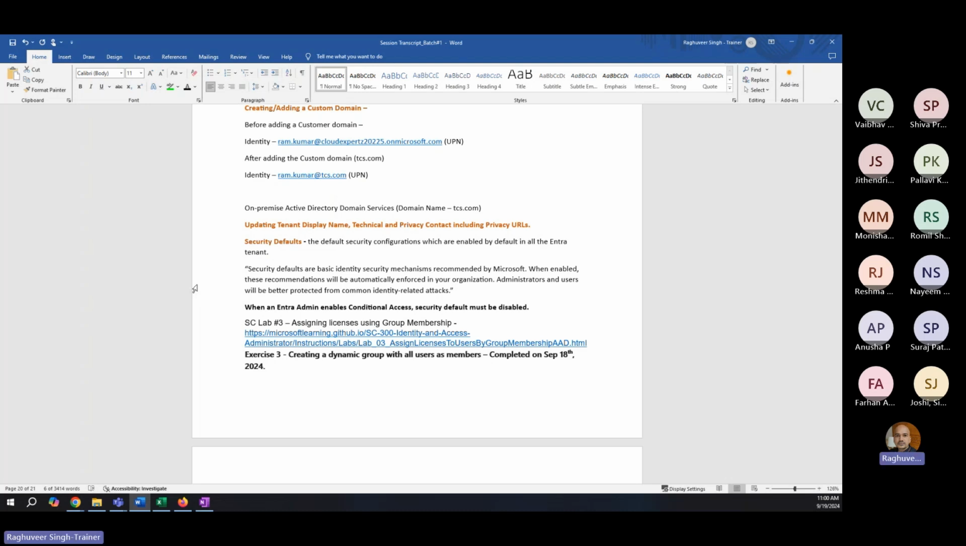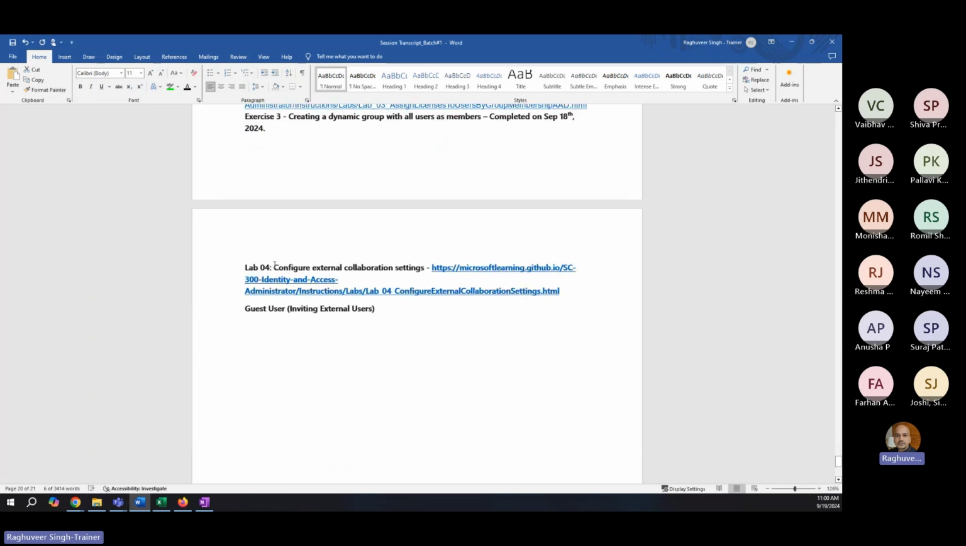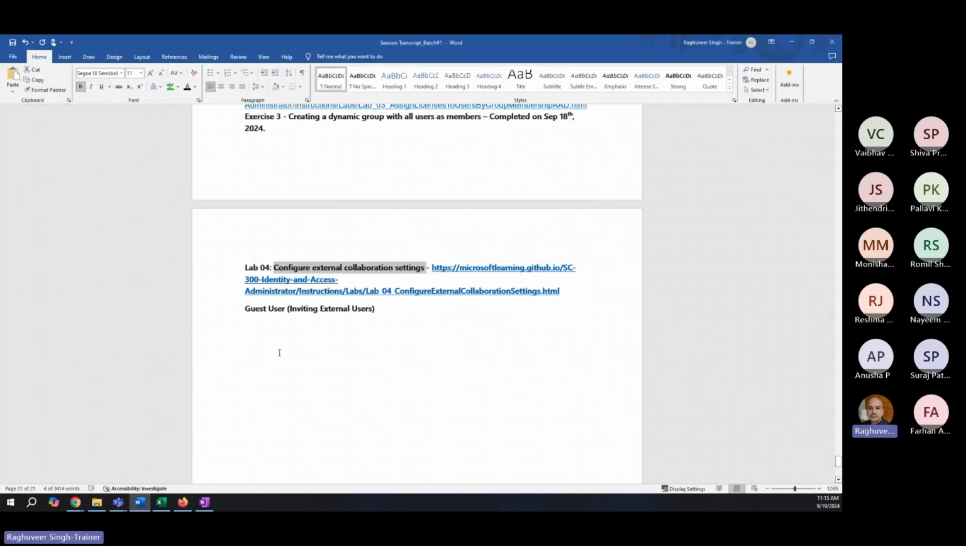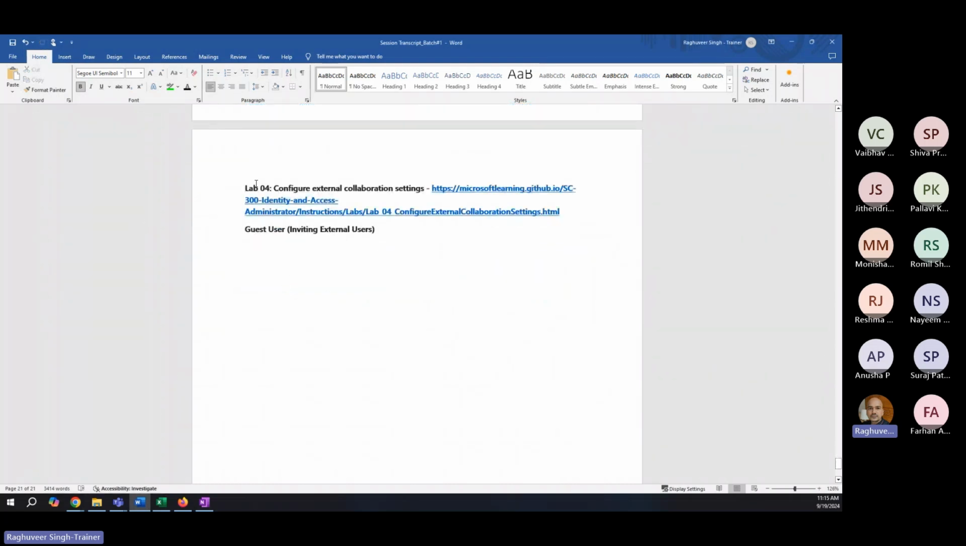We will resume at 11:10, and then we move on to lab number 4, which is configure external collaboration settings, a very important lab that will have some reference in the subsequent labs also. Let's get started. So lab number 4 is basically on configuring external collaboration settings. When I say external collaboration, let me share the lab first with you.